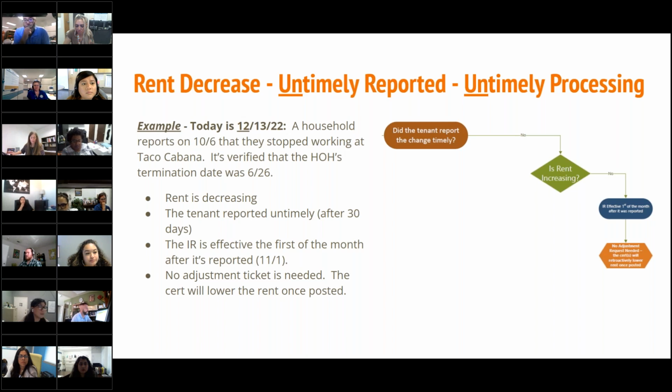I think I may have... the way it was for us, and I could be wrong, but I agree with Cece. If they report mid-month, it's 30 days from the date the employment ended or began, if it's timely. But the date of the action is 30 days after that, whether it's the following month if it's a rent decrease, and if it's 30 days if it's a rent increase.